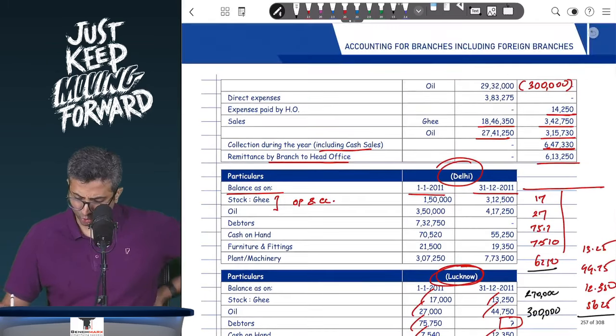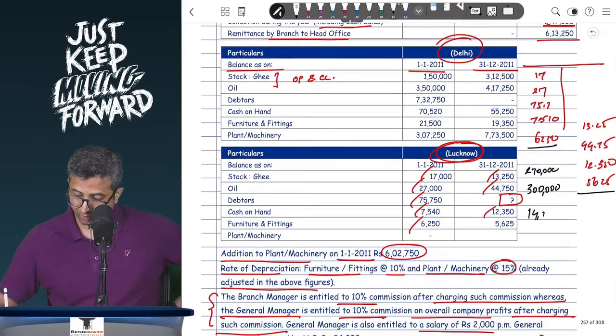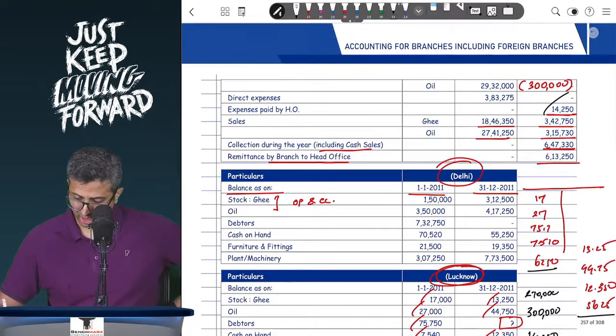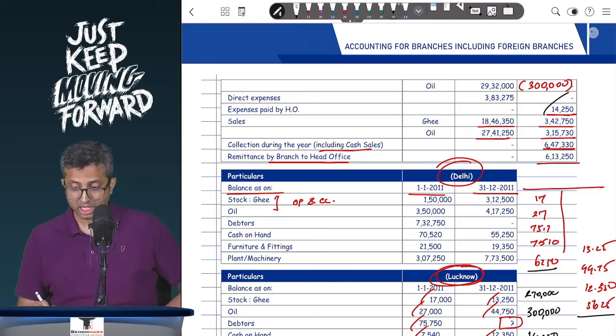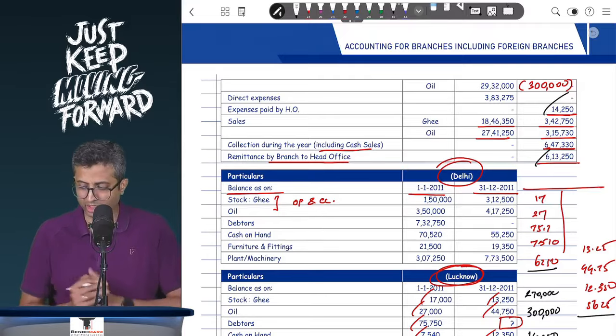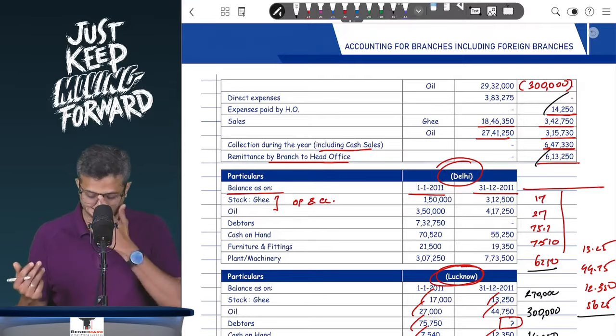Apart from that, if you go to see expenses paid by the HO 14,250, there will be a 14,250 to bank over here, and there would be sales. Now sales are there. However, for branch you will take collection during the year, and then what is the remittance by the branch to the head office. So I think over here you will take the transactions between the branch and the head office.